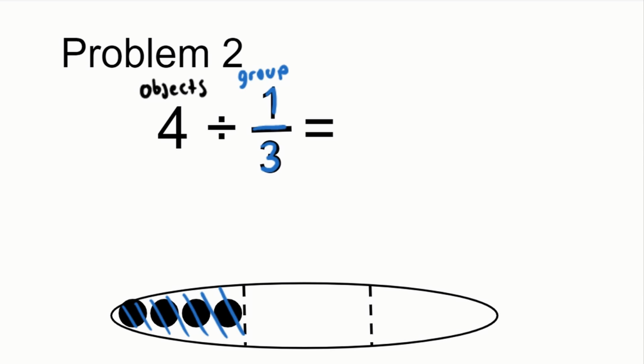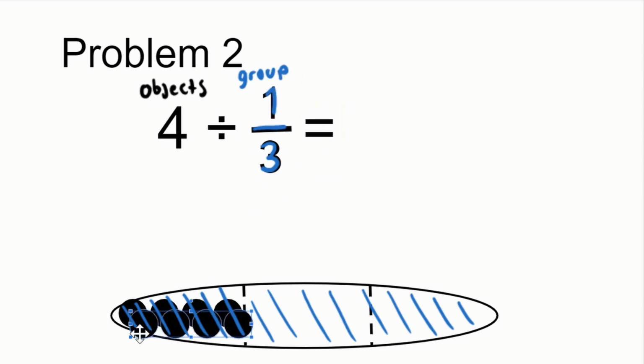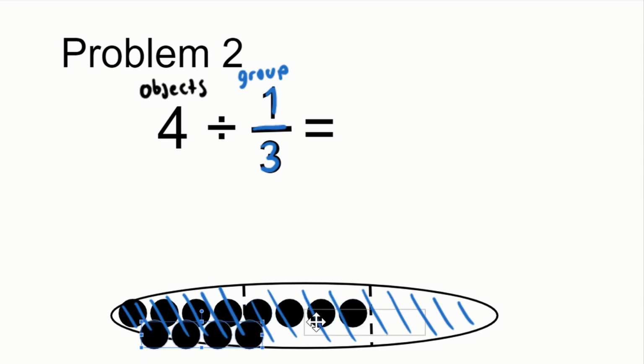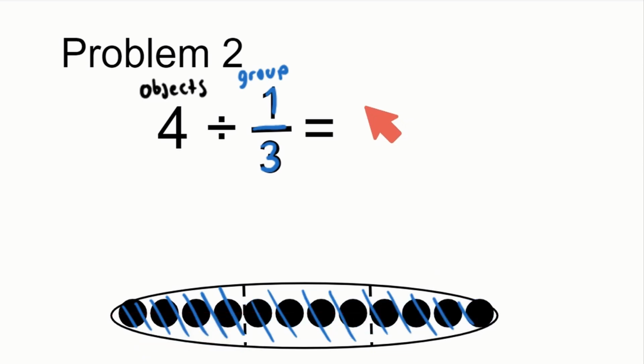The answer to this division problem is still going to be how much is in one whole group. We know by definition of a fraction, 1/3 is telling us it takes 3 parts to make one whole group. So creating equal groups, I know that it takes 3 parts to make a whole. So I see it takes 12 objects to fill one whole group.